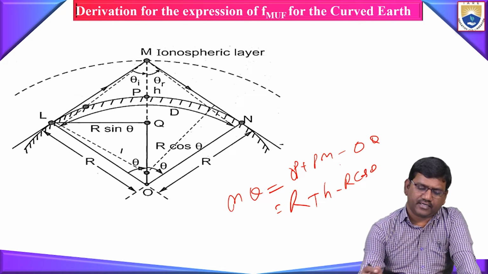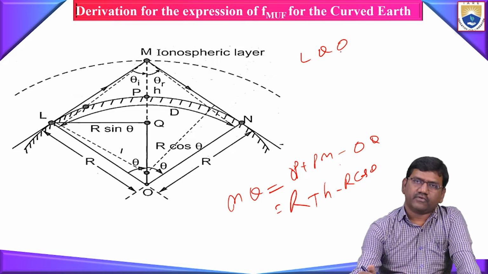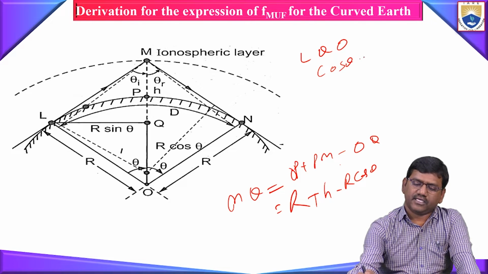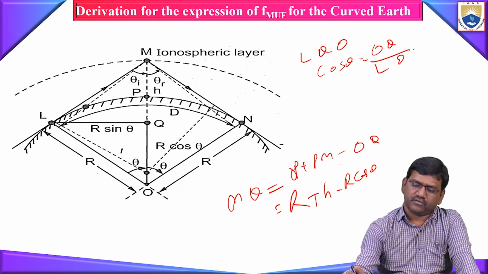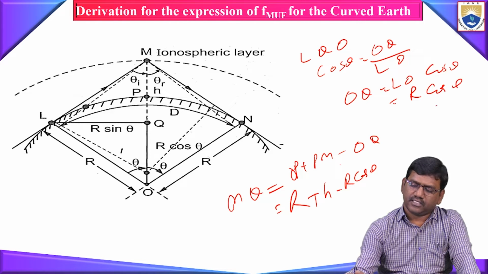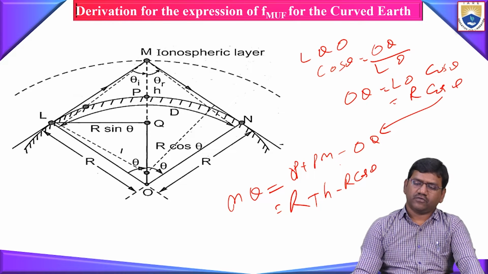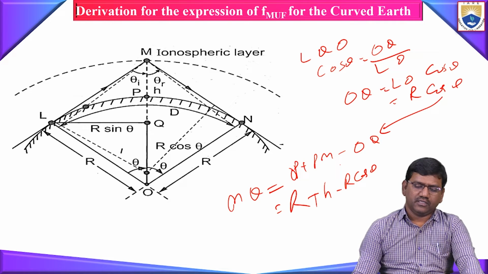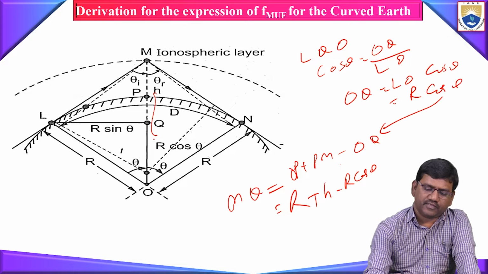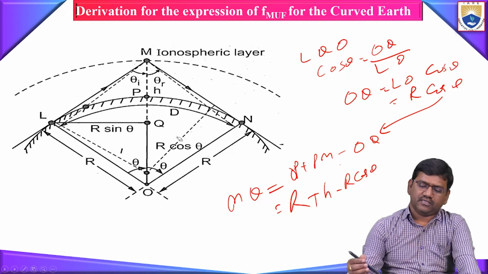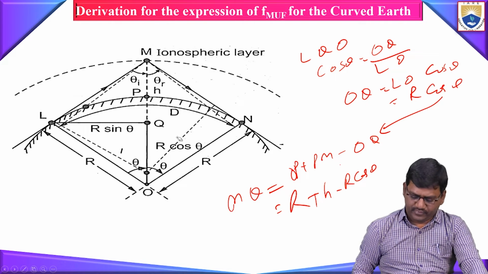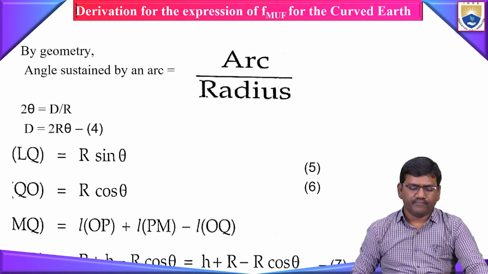Here, if you assume triangle LQO, for this triangle we can write cos theta is equal to the adjacent side to theta, that is OQ, by the hypotenuse, that is LO. So OQ is equal to LO cos theta, which is equal to R cos theta. We can substitute this here. So OP plus PM minus OQ, where OP is nothing but the radius R, gives R plus H minus R cos theta. So we need to find the value of MQ for our derivation.